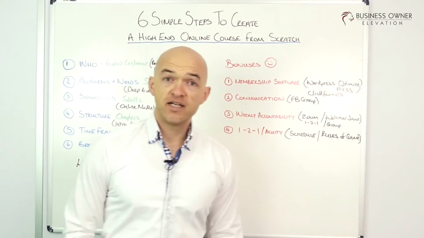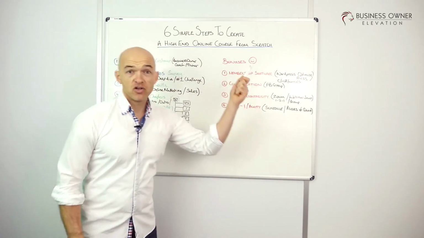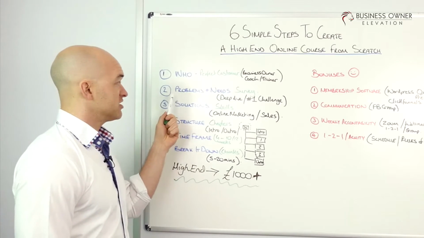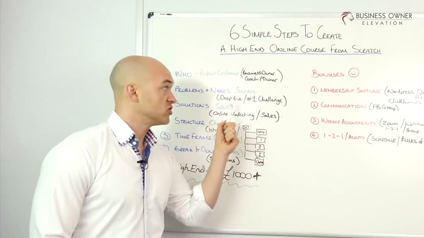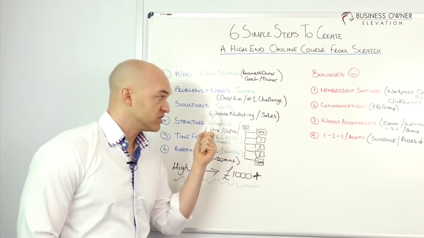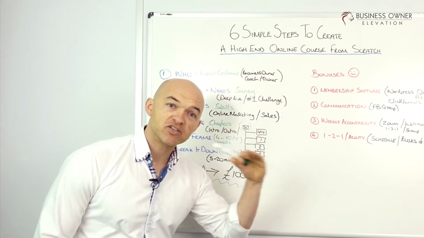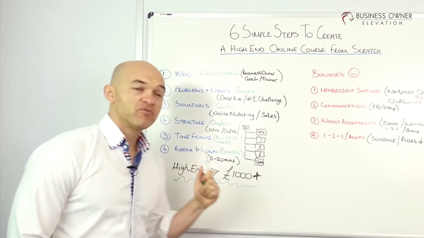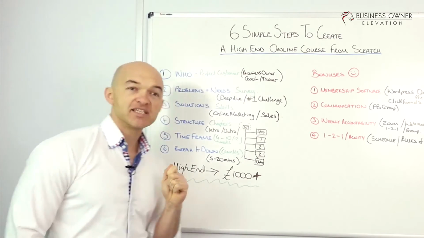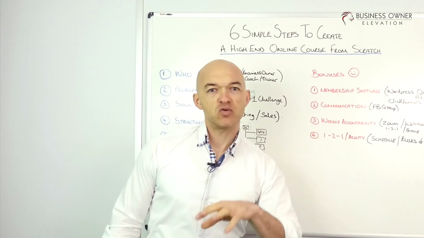So guys, finally, I'm just going to remind you once again of the 6 simple steps to create a high-end online course from scratch. Step 1 is look at who, so find your perfect customer. Step 2 is problems and needs, so make sure you use a survey. Step 3, solutions, so look at what skills you have to help people. Step 4 is structure, so look at the chapters, how you break your course down. Step 5 is time frame. Will you deliver it over 4, 8 or 12 weeks? And step 6, break it down, make it manageable, especially if you're doing video, into 5 to 20 minute chunks.